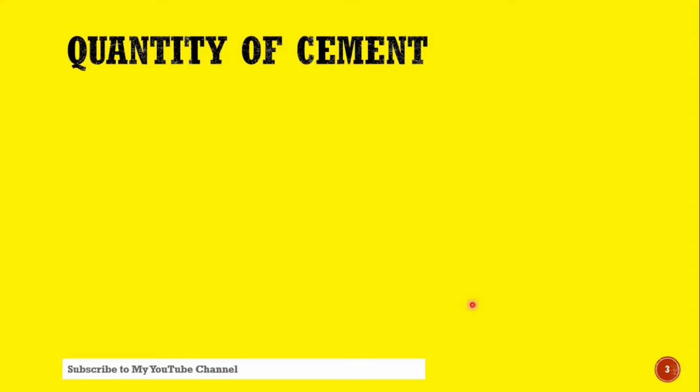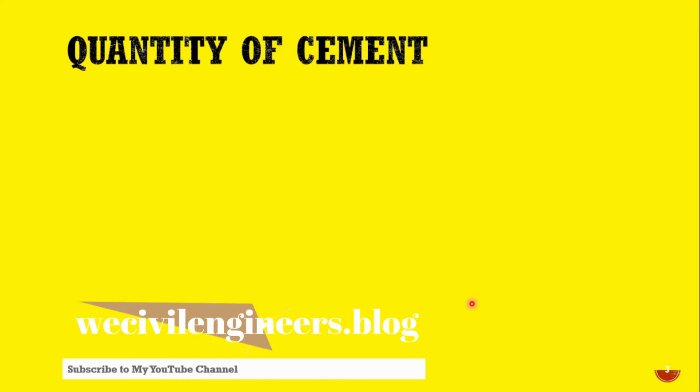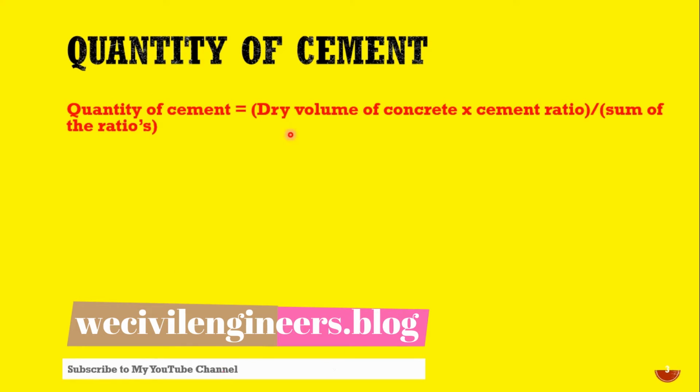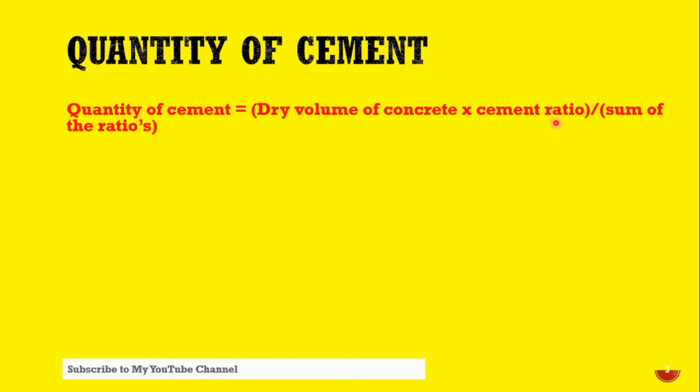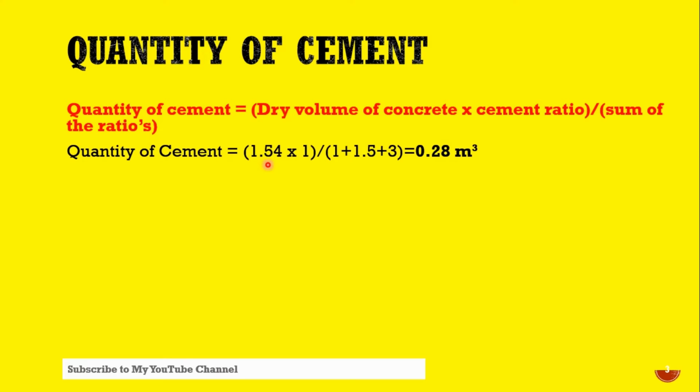To calculate the quantity of cement, you need to remember a simple formula, that is quantity of cement equals to dry volume of the concrete multiplied by cement ratio divided by sum of the ratios of material. Quantity of cement equals to 1.54 multiplied by 1 divided by 1 plus 1.5 plus 3, which is equals to 0.28. Here 1.54 is dry volume of the concrete and 1 is cement ratio. 1.5 is sand ratio and 3 is coarse aggregate ratio.